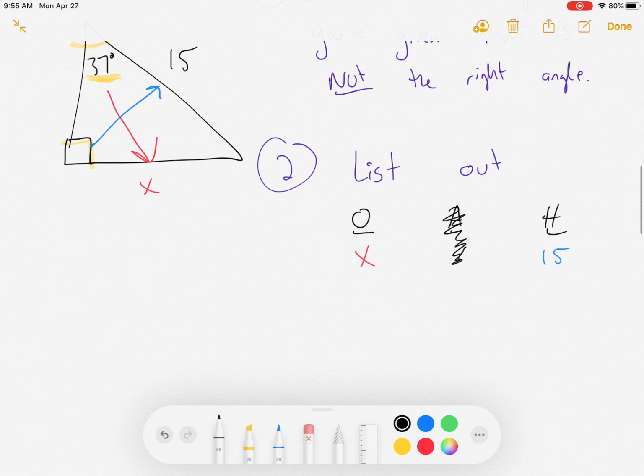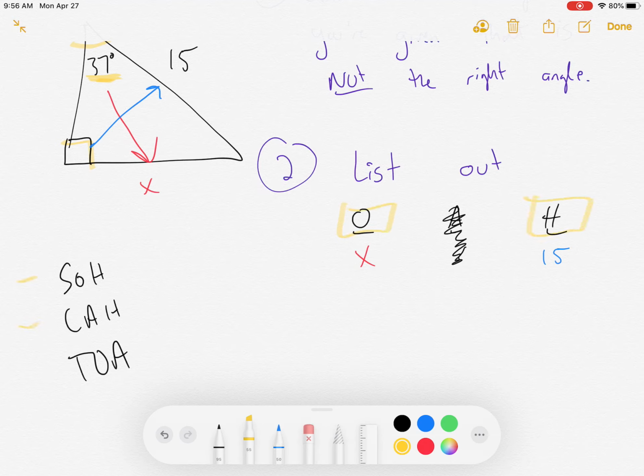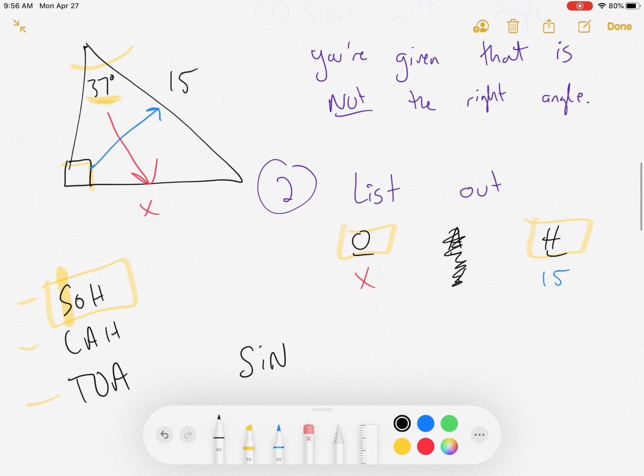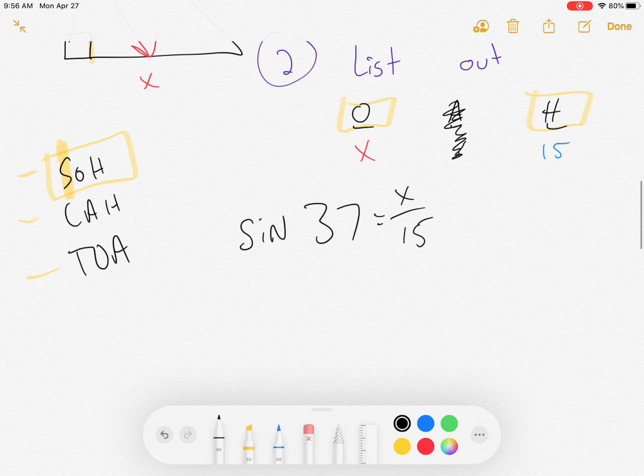So what we do now is we're going to say SOHCAHTOA. You have an O value. You have an H value. Which trig function, SOH, CAH, or TOA, uses O and H? You should be saying SOH, and it's O over H. So we're going to use the sine, because it starts with an S, sine of the angle. What was the angle that we used? 37. Sine of 37 equals O over H, so x over 15.